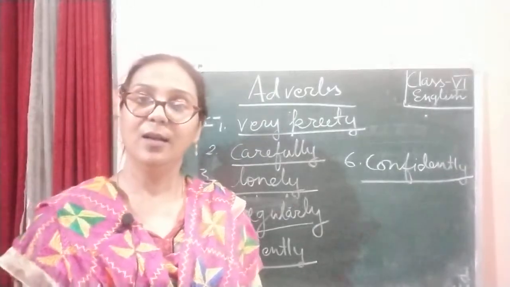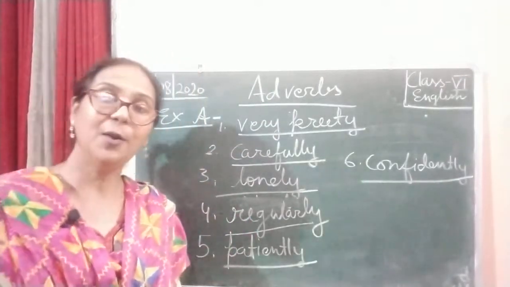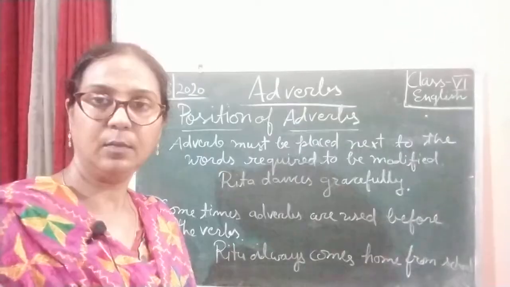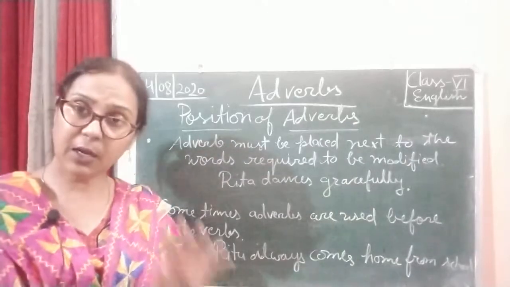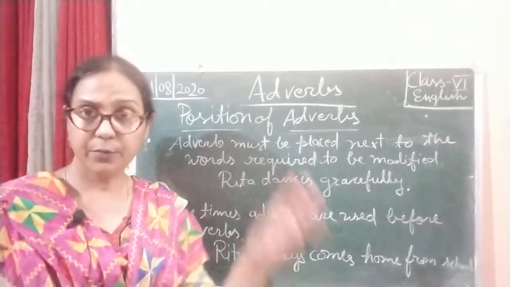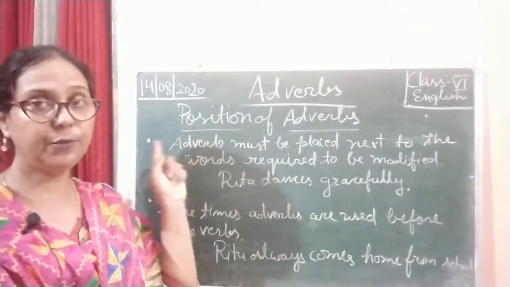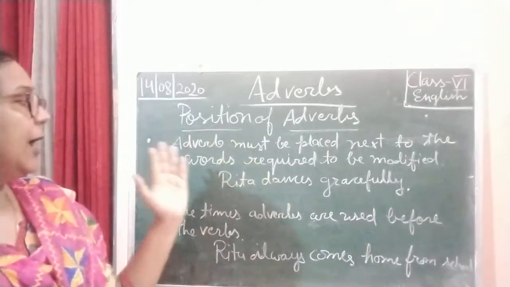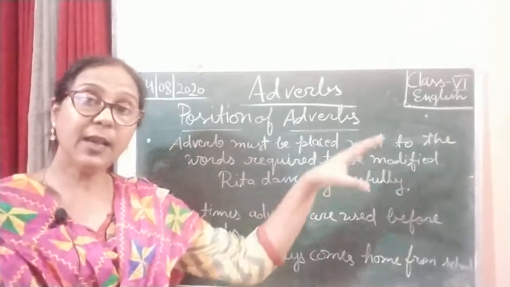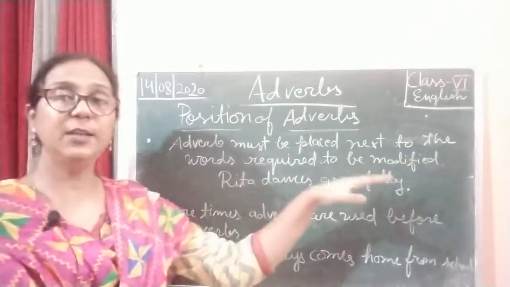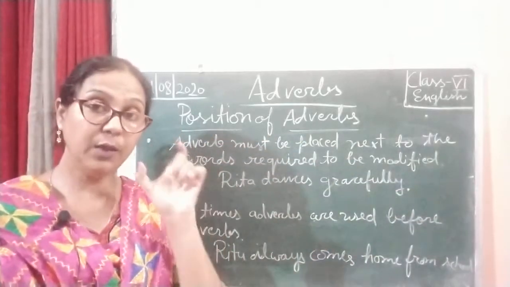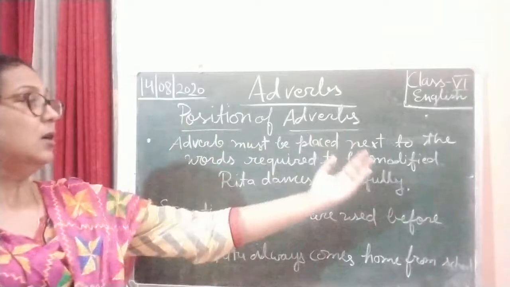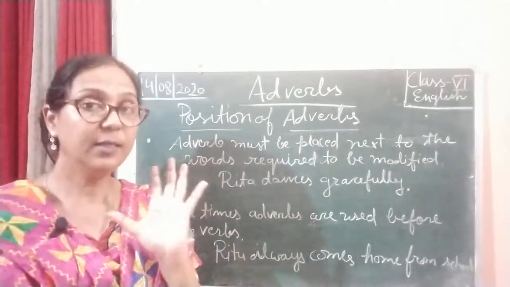Now, after solving this exercise, we are going to discuss the position of adverbs. Now, there are 3 positions of adverb. First of all, we are going to discuss the first position, or you can say how it is placed. An adverb must be placed next to the words required to be modified. Which word we want to modify, it is placed just next to that word.